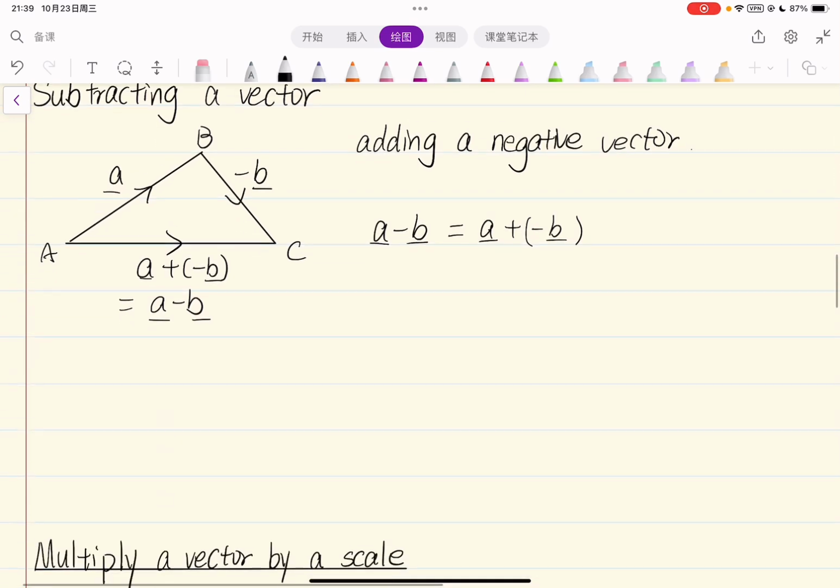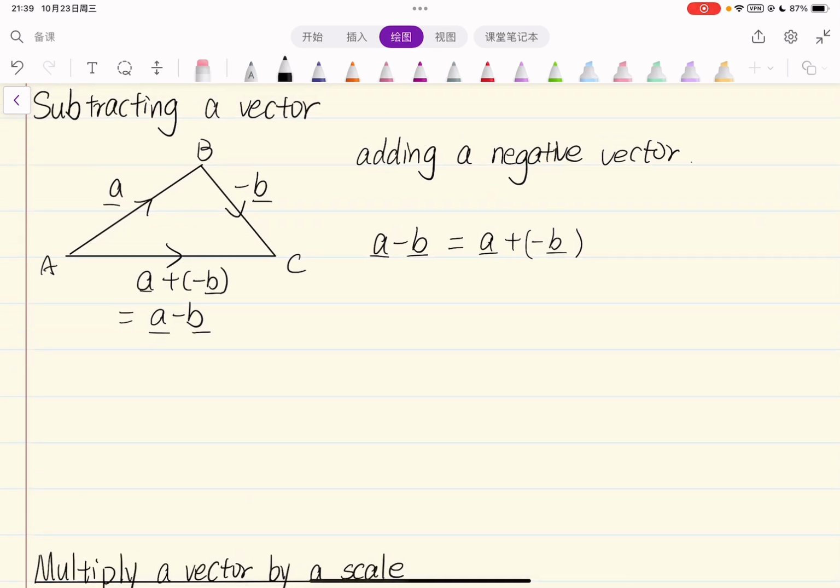Now if we have, let us see, the vector AB plus the vector BA, which means you start from the point A to the point B and then you return back. So we have the vector a plus negative vector a that equals 0. Here we say that this is the zero vector.